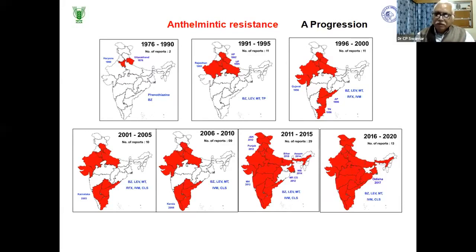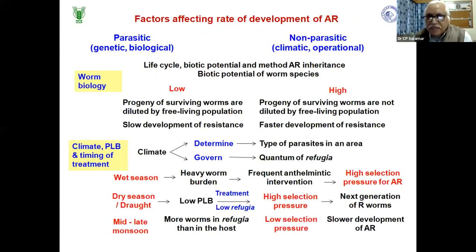More particularly, in every state we have multiple types of resistance, not only to a particular drug, but all the available anthelmintics are resistant. There are different factors which affect the development and spread of anthelmintic resistance. They may be of parasitic or non-parasitic origin. Mainly the parasitic factors are genetic and biological in nature, while non-parasitic factors are climate and operational factors.